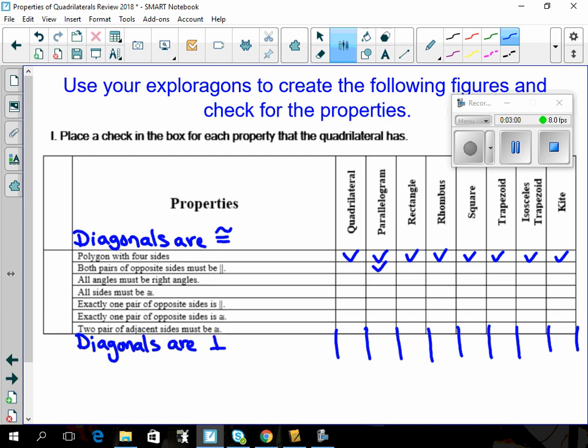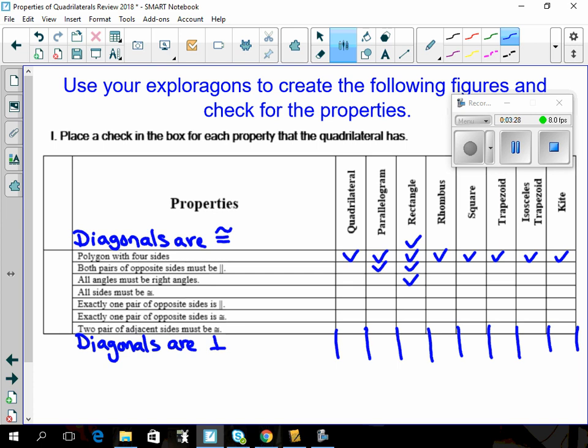In the rectangle column, both pairs of opposite sides must be parallel. All angles must be right angles. And the diagonals are congruent. So that column has 4 checks. The diagonals are congruent in a rectangle. And both pairs of opposite sides must be parallel.